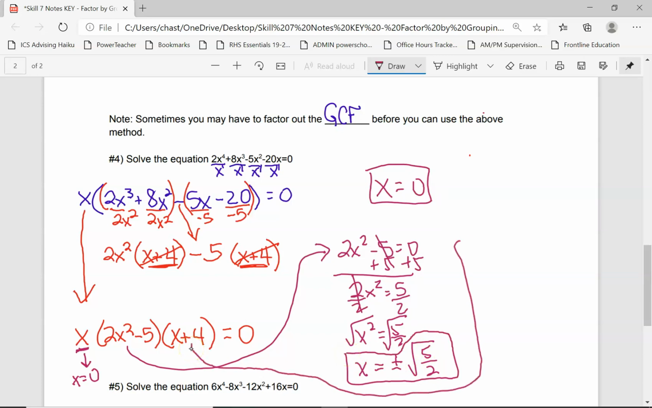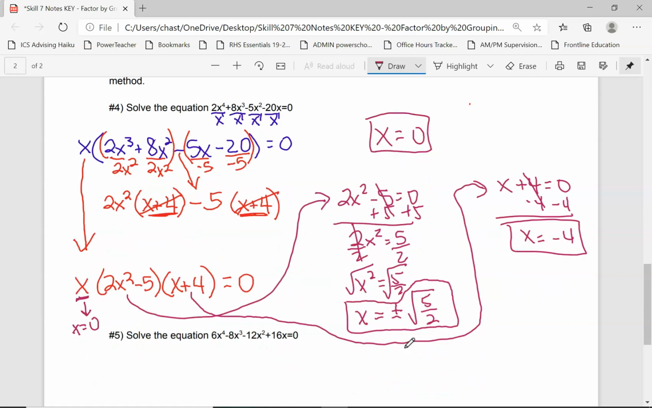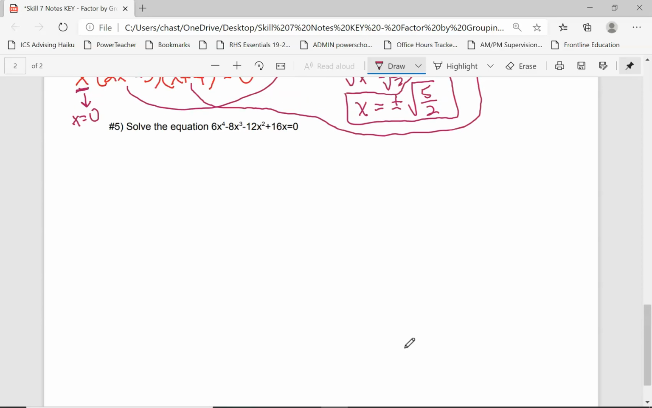And then finally we have the easiest solution, well, the second easiest solution in this one. To solve this out, x equals negative 4. So x equals 0, x equals negative 4, and x equals plus or minus square root of 5/2 are our 4 solutions. And I say 4 solutions because the plus or minus here tells us we have 2 solutions within that one. All right, last one here.